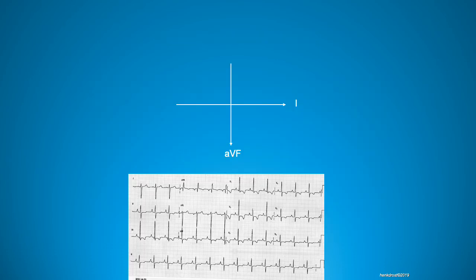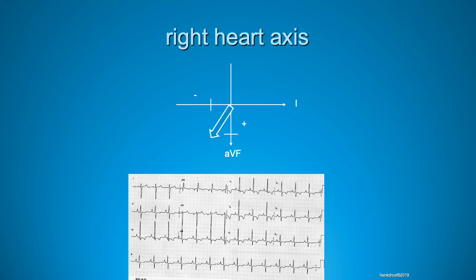Therefore, we look at lead 1 and lead AVF and remember the Eindhoven triangle. And we fill in the net results of the voltages in lead 1 and AVF. And 1 is clearly negative, AVF is positive. From these two we construct the vector and we notice that there is a right heart axis.